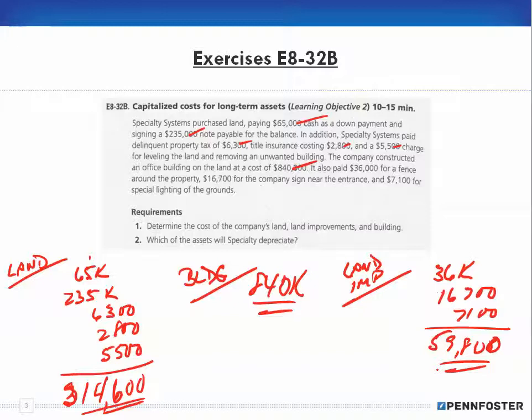Okay, so those are the costs for the company's land improvements, building, and which of the assets will Specialized depreciate. Well, you don't depreciate land, right? So you're not going to do that. You're going to end up depreciating the building, and you also end up depreciating the land improvements.